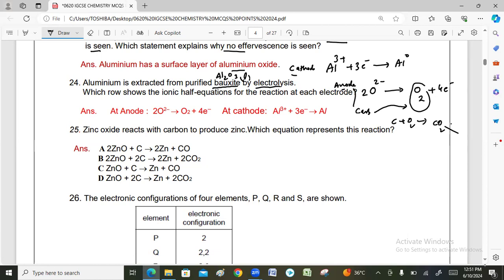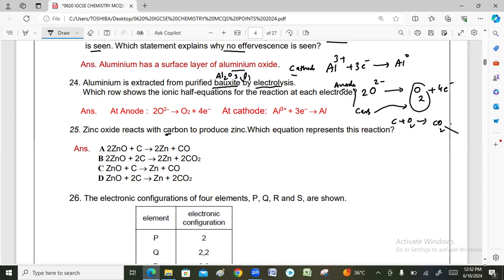Then zinc oxide reacts with carbon to produce zinc. Which equation represents this reaction? Now, when zinc oxide reacts with carbon, there are two possibilities: either carbon monoxide or carbon dioxide. Almost all equations produce carbon monoxide or carbon dioxide, and the zinc metal, so we just have to check the balancing because the products are correct. Zinc, carbon monoxide; zinc, carbon dioxide. These are the two possibilities. Either you will get carbon monoxide or carbon dioxide.